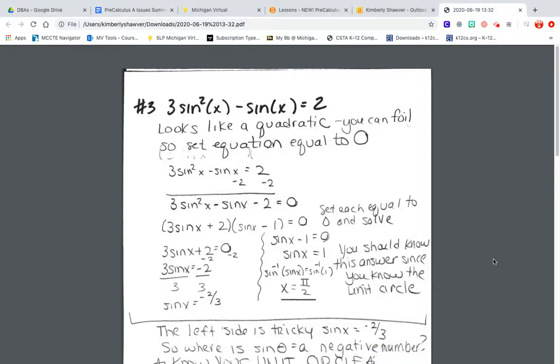Hi everyone. I wanted to make a video on solving trig equations because I've been getting a few questions. So here's a practice question that somebody sent me: 3 sine squared x minus sine of x equals 2.